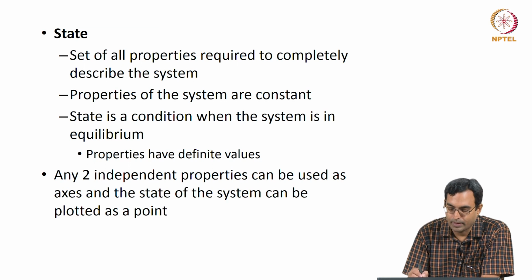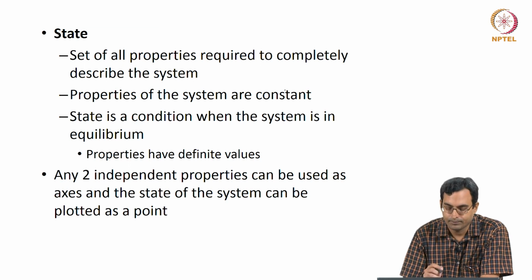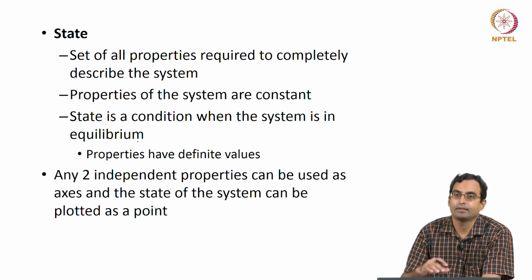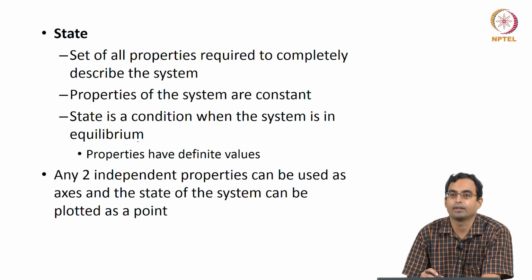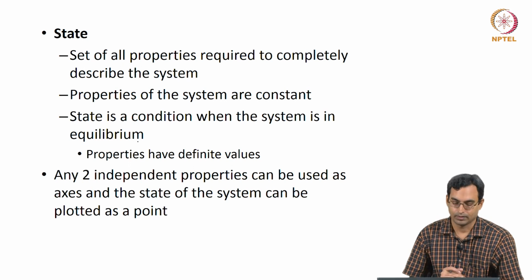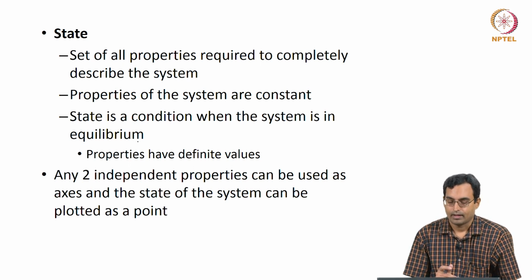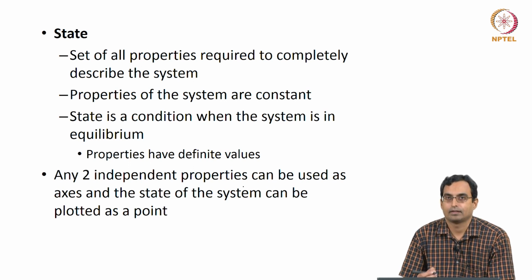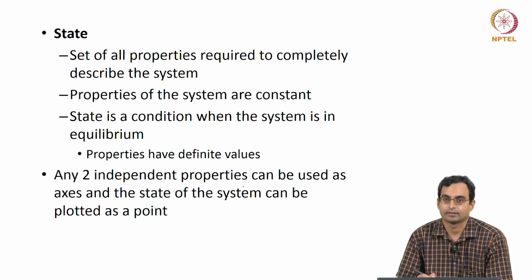And in order to measure, since things should not be changing, we need the system to be in equilibrium, which means things should not be changing, because when it is in equilibrium the properties have definite values. And any two independent properties can be used as axes and the state can be plotted as a point.